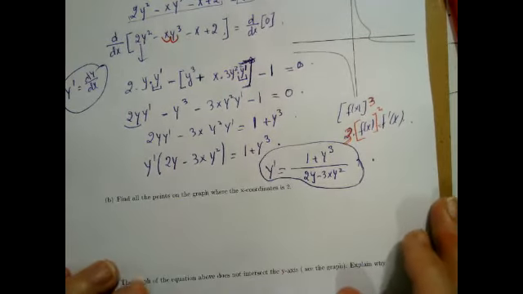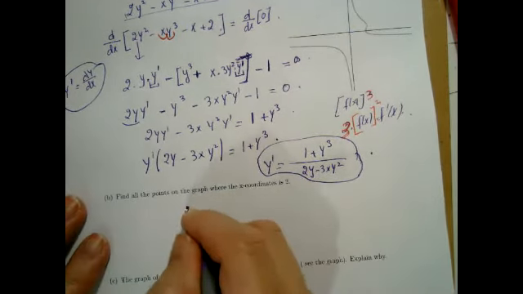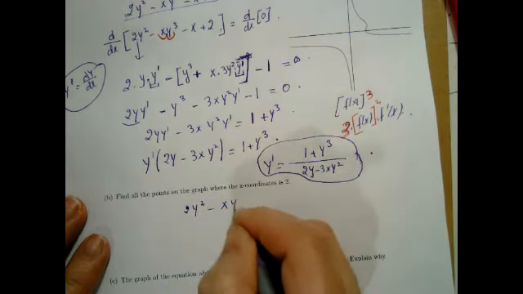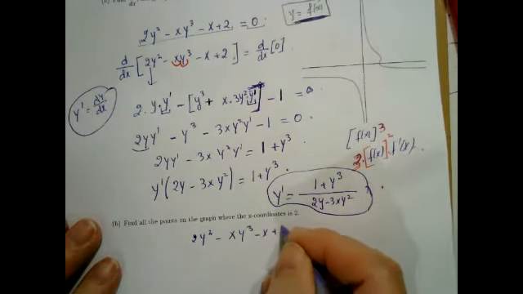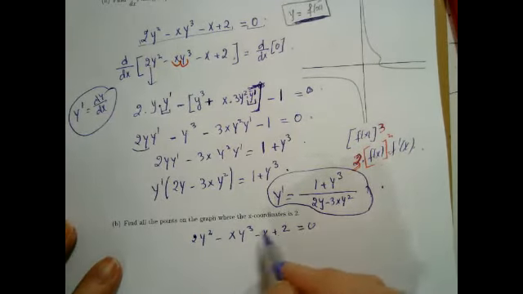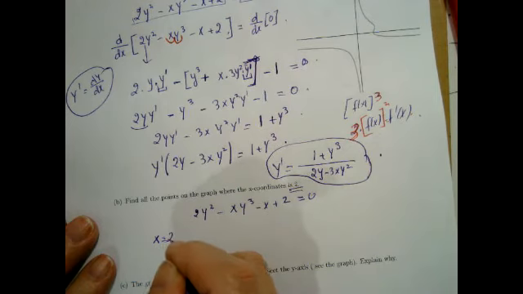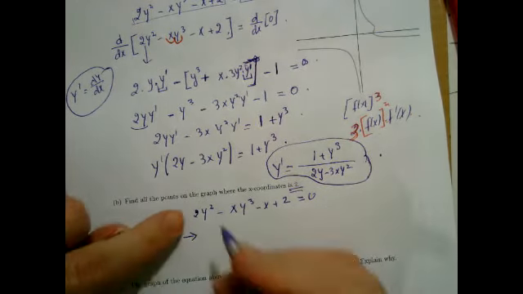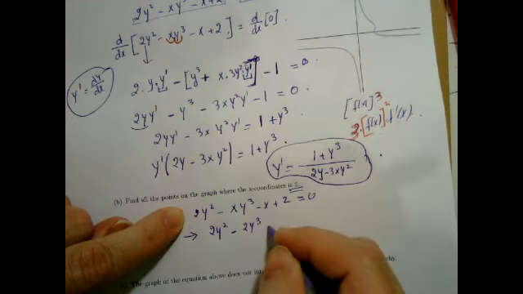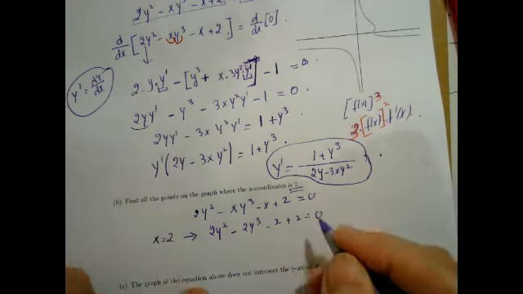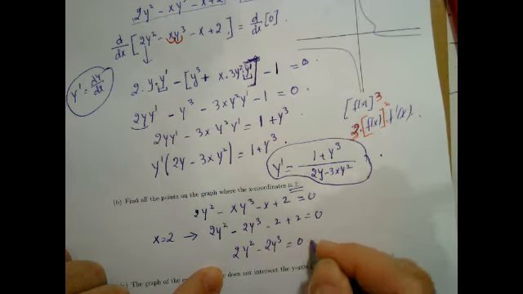Now, find all the points on the graph where the x coordinate is 2. So this is my function: y cubed minus x plus 2 equal to 0. I want to find the point where x is 2. So I put x equal to 2 into the equation and I solve for y. It's going to give me 2y squared minus 2y cubed minus 2 plus 2 equal to 0. It means 2y squared minus 2y cubed equal to 0.